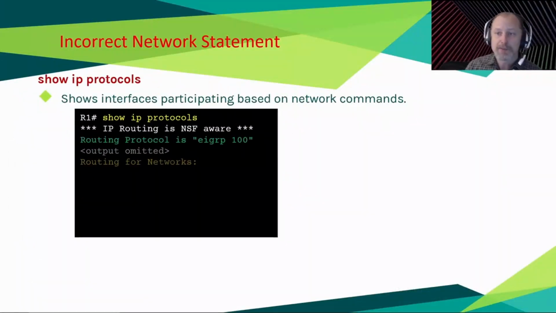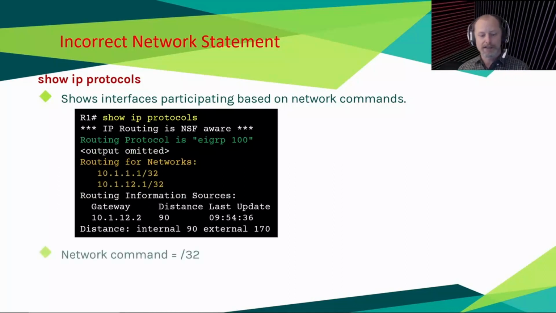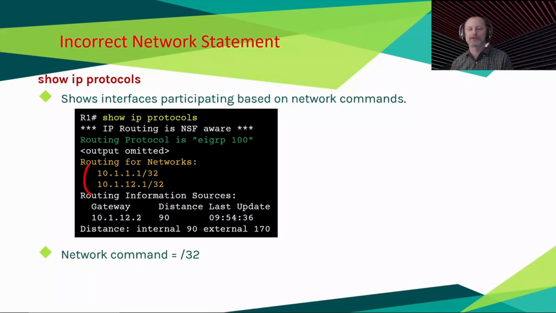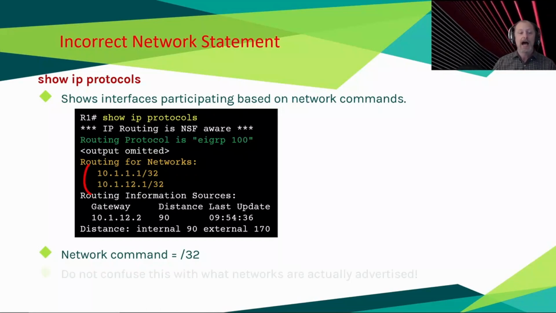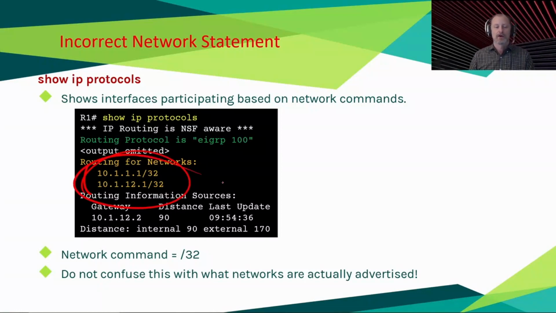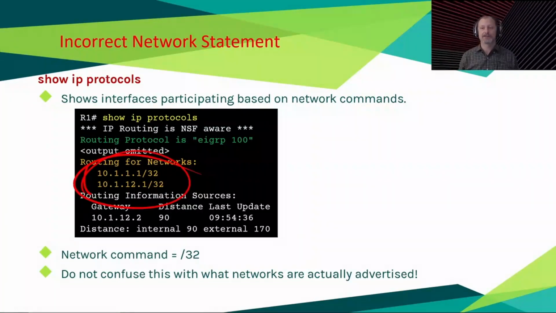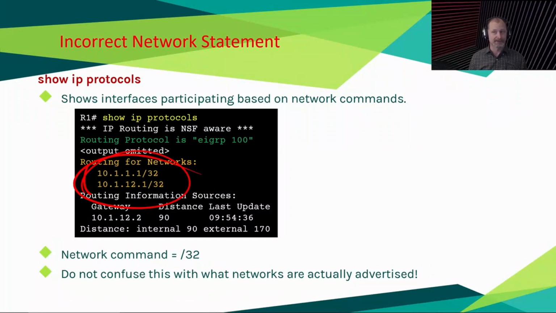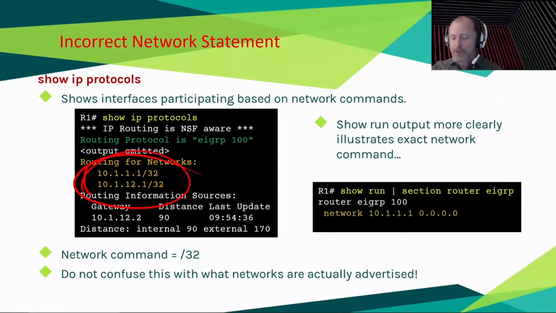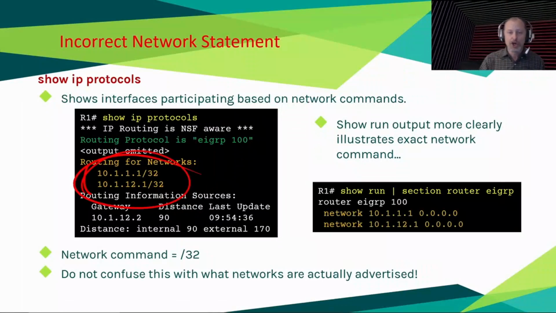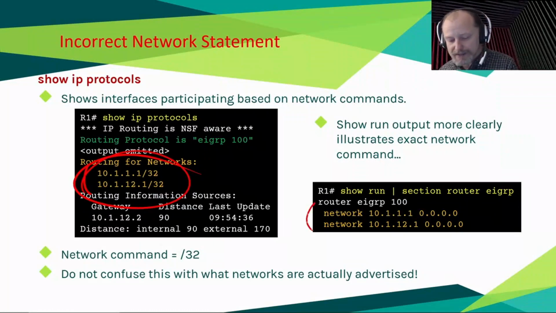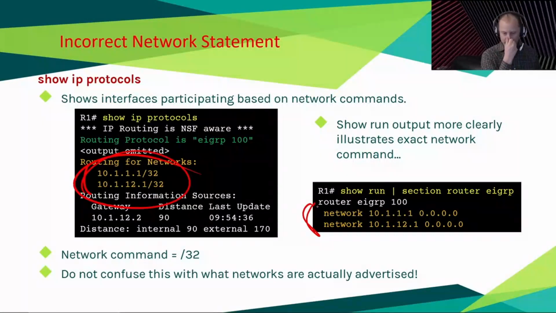The show IP protocols command will show us, essentially, those network statements. In this case, they're both /32s. All right. Again, just a reminder, don't confuse the network statement with what networks are actually going to get advertised, because that's not what the network statement does. All right. The show run is one. This is a rare case where show run might be a good go-to command to verify the exact network command. Okay.